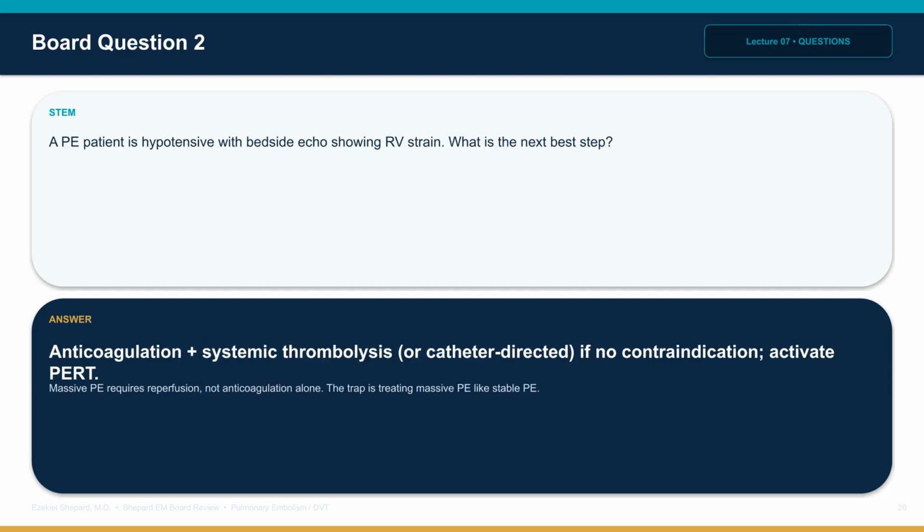Question 2. A pulmonary embolism patient is hypotensive with bedside echo showing right ventricular strain. What is the next best step? The answer is anticoagulation plus systemic thrombolysis or catheter-directed therapy if no contraindication, with PERT activation. The board trap is treating massive PE like stable PE.